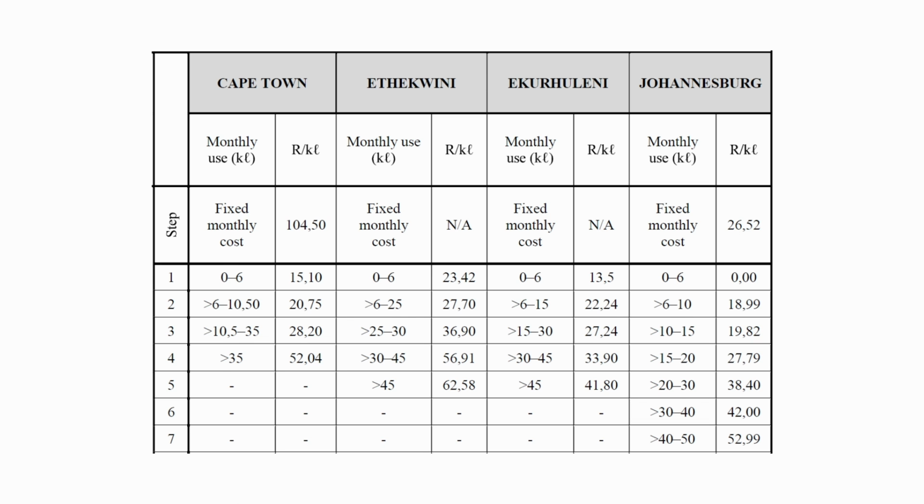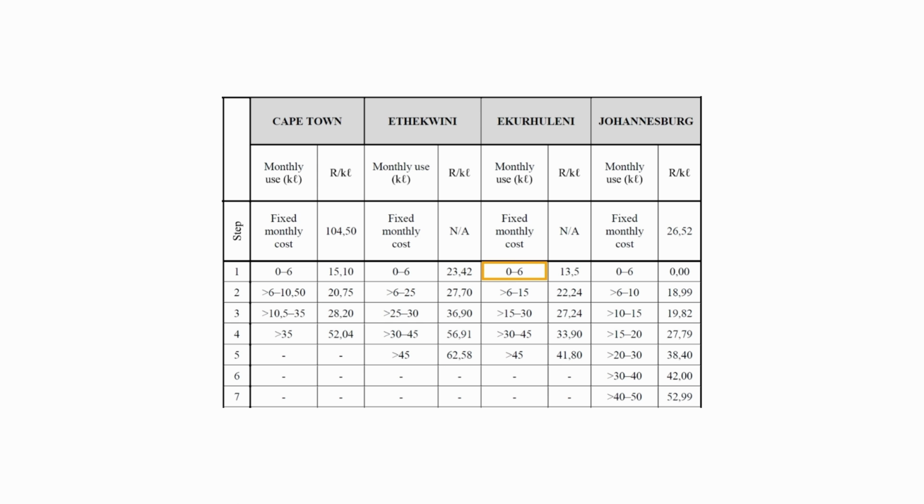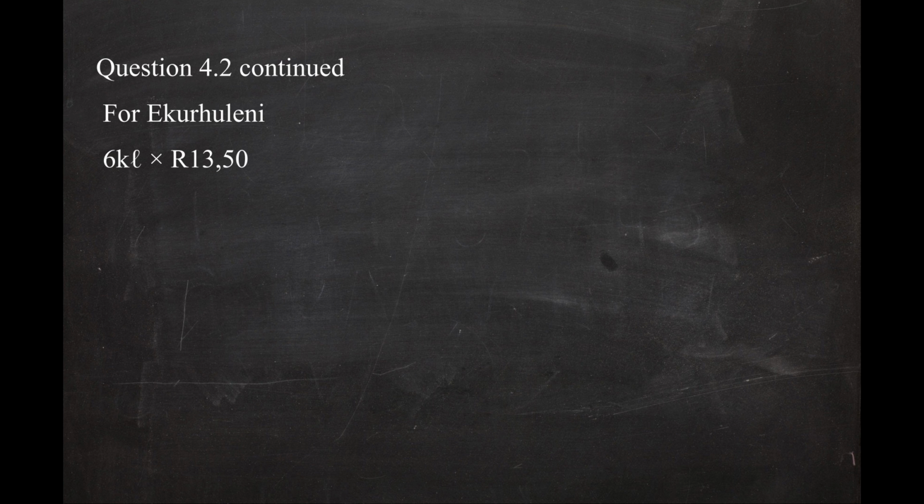In step 1, the range is 0 to 6 kiloliters. The maximum amount of water that can be used in this step is 6 kiloliters. The tariff for this step is 13 Rand 50 cents per kiloliter. So the cost for step 1 will be 6 kiloliters of water multiplied by 13 Rand 50 per kiloliter, and this equals a cost of 81 Rand.